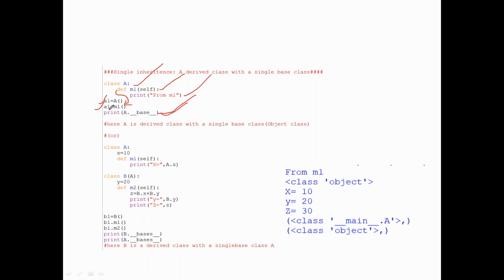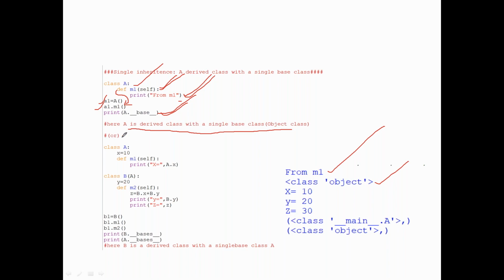So when you enter a1.m1, the system is initiating this method, and this method has some user-friendly information called "from m1". If you see the outcome, you can see "from m1", and the base of your A class is going to be object class. For a mother, always it's going to be object. For a child, it is going to be the mother class. Now here A is a derived class with a single base object, base class. So the base will be mother class.